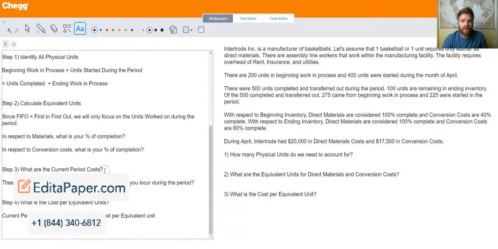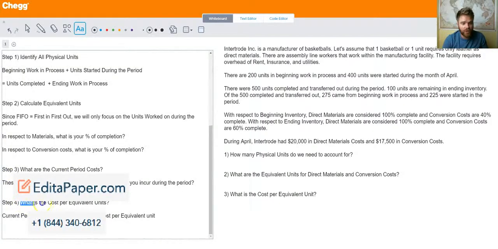Step 3, what are your current period costs? Once again, we're focusing on what you did during the period. Because with FIFO, the first units go out first when you make a sale. So those first units are usually units that you had in a previous period. So for this method, you're only focusing on what did I complete during the period, because you already know that the first units are going to go out already. So you want to figure out what did I complete during the period. On step 3, these are the current period costs. Those are usually given in the problem.